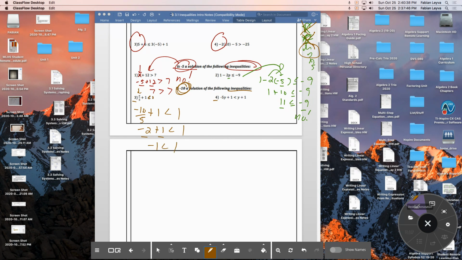Now have I arrived at a true or false statement? Negative 1 is less than 1. That is true, yes. So that means that negative 10 is a solution. It's a solution that makes this inequality true. All right, one more and we'll be done.